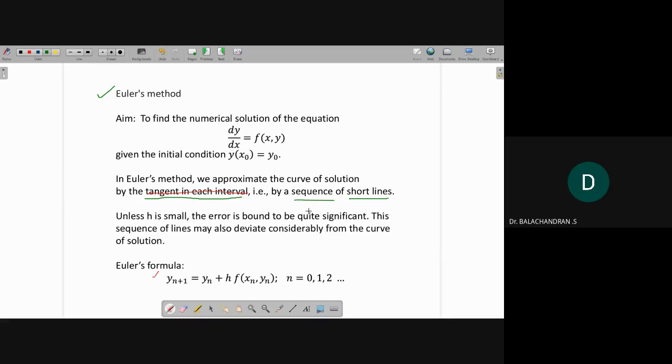Unless h is small, the error is bound to be quite significant. This sequence of lines may also deviate considerably from the curve of solution. So Euler's formula: y(n+1) equals yn plus h into f of xn comma yn. So this is the Euler formula. So y(n+1) depends upon the previous iteration value, the h value, and the function value at the previous iteration, where n varies from 0, 1, 2, 3, etc.